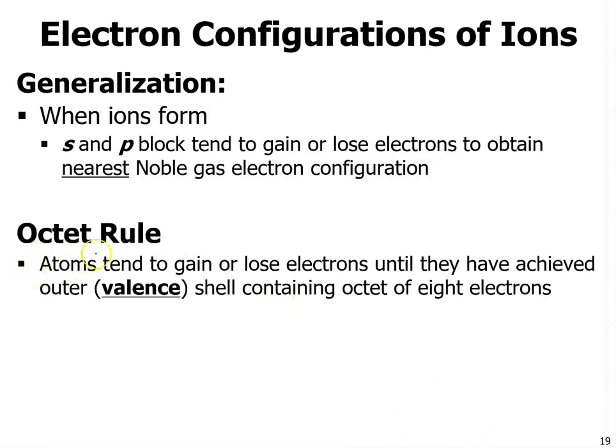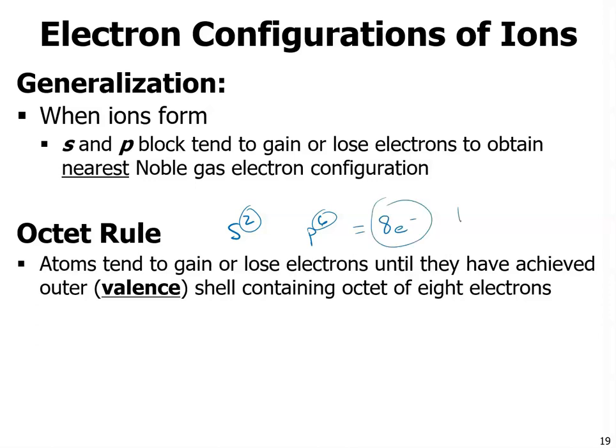The octet rule is this idea where we tend to gain or lose electrons until they've achieved an outer valence shell containing an octet of 8 electrons. Again, that is going to be from the s orbitals, which allow you to have 2, and the p orbitals, which allow you to have 6, and those are going to be 8 electrons. And remember that these are the only ones on the outside.